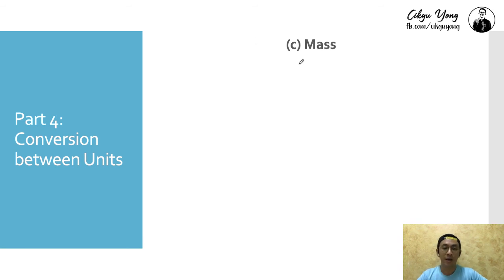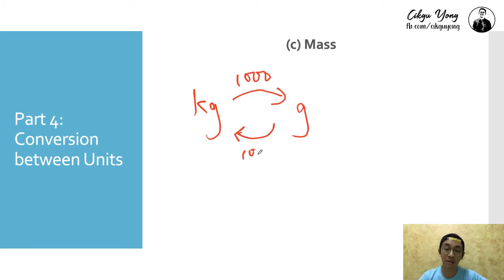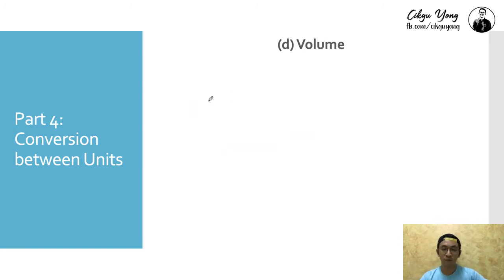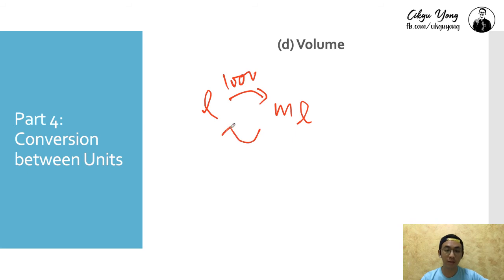So part 3 is about mass. Mass is kg and gram. Again, for the conversion, we will need to use 1000. So it's either times or divide. It depends again on whether you have to change it from a smaller one to a bigger one or a bigger one to a smaller one, whichever. The fourth one is volume. Volume is liter and ml. Again, 1 liter equals 1000 ml. So this is about division and multiplication.